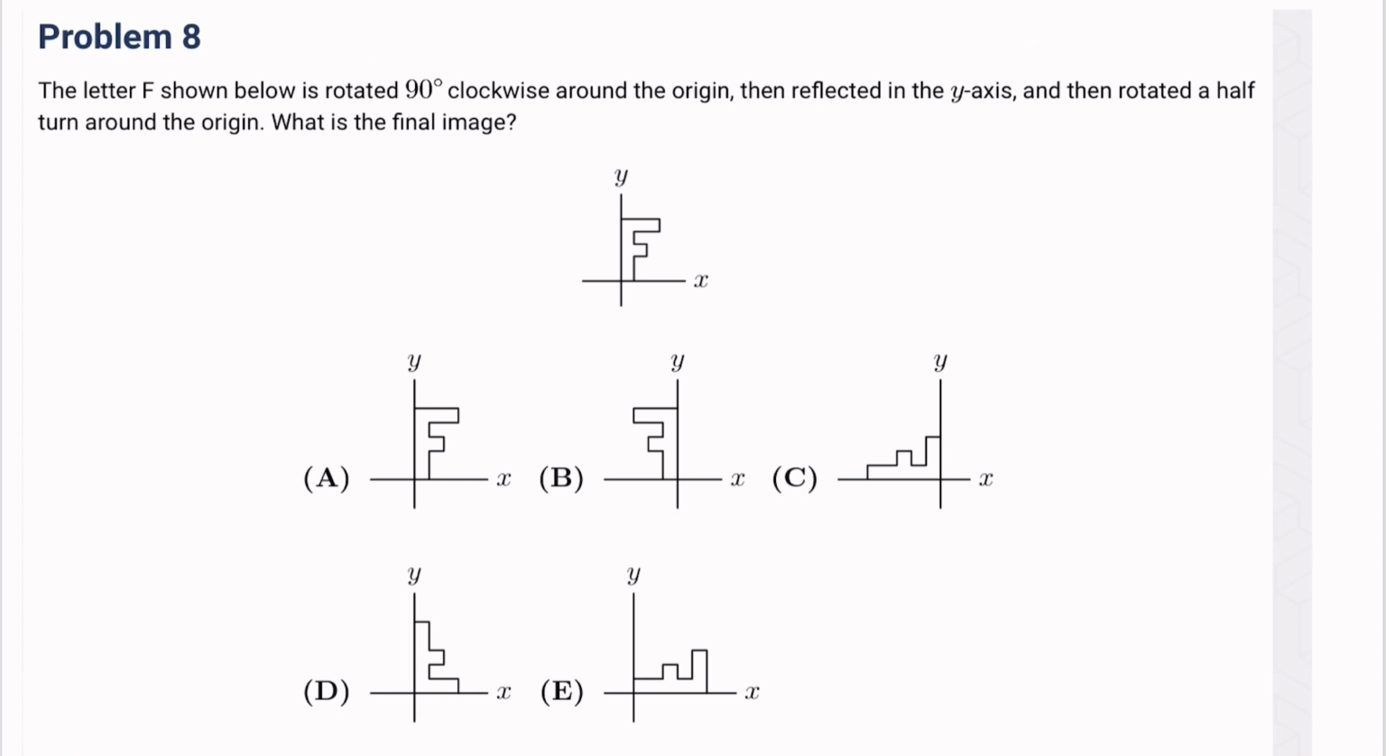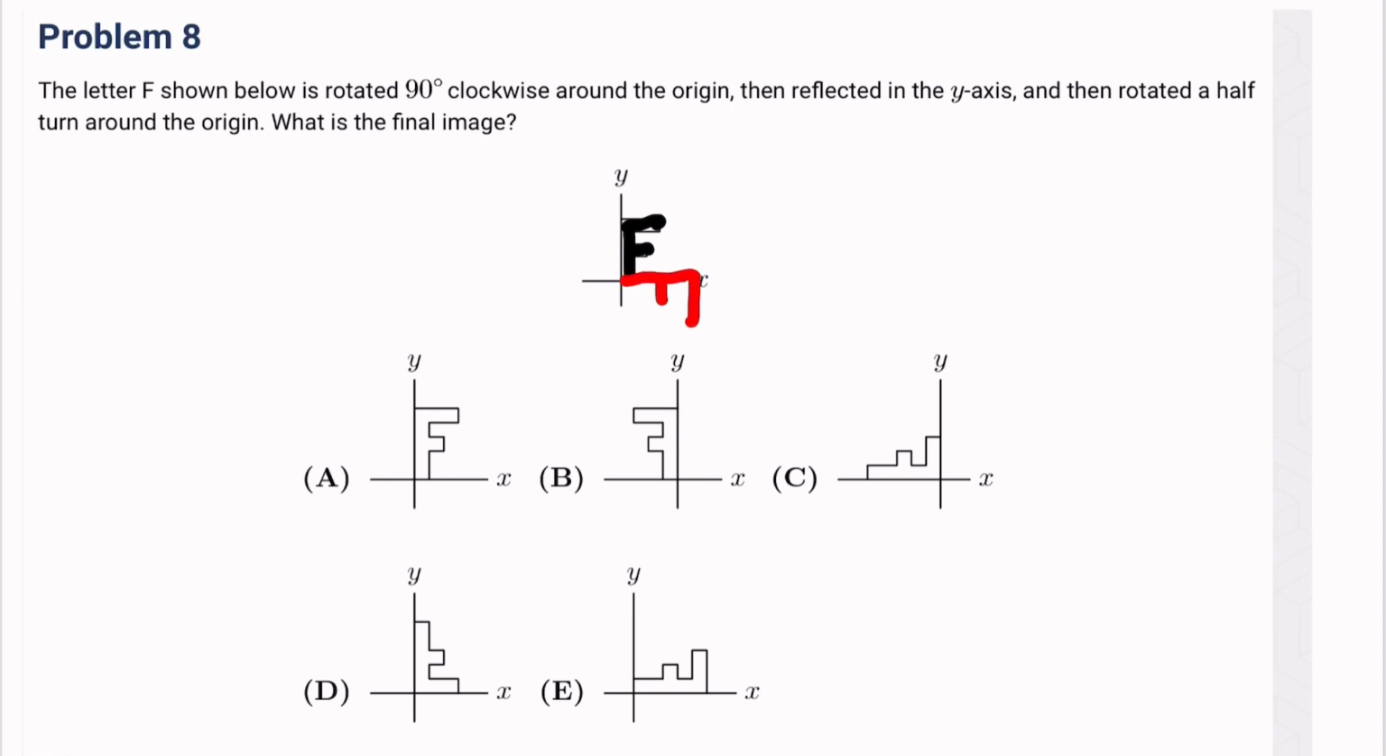Number 8, the letter F shown below is rotated 90 degrees clockwise around the origin, then reflected in the y-axis, then rotated a half turn around the origin. What's the final image? Okay, so we have this letter F, right? This letter F, and it's rotated 90 degrees clockwise around the origin. So clockwise is this way, so like this, right?